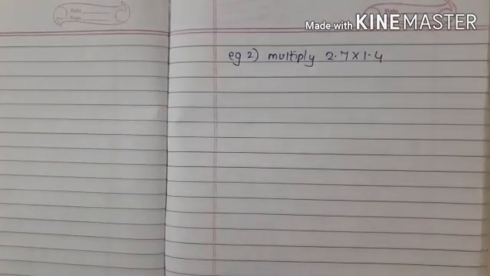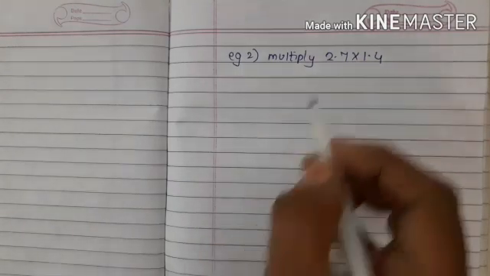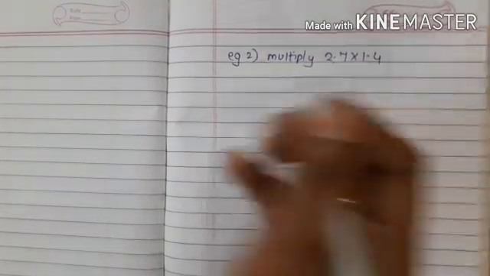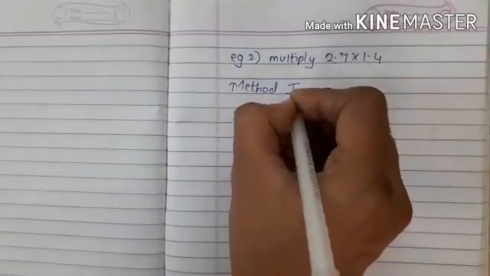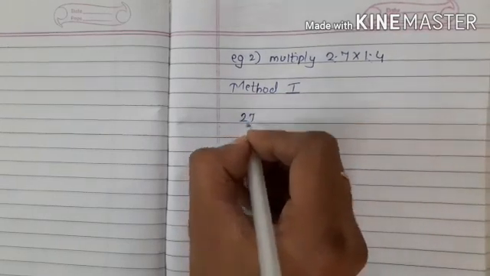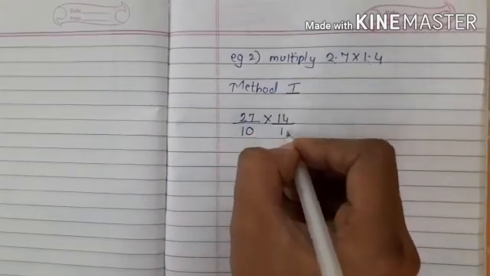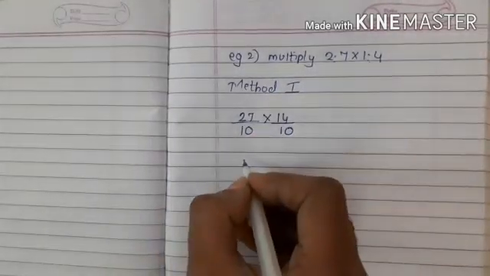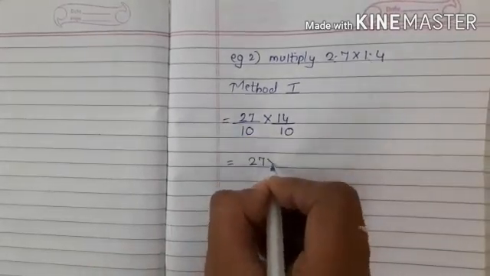Now children, let's take one more example. Multiply 2.7 multiplied by 1.4. Now here you can see both the numbers have decimal point. Now we will be solving by both the method. First method number 1. Now you have to remove the decimal point. So 27 upon 10 multiplication sign 14 upon 10. So you have to multiply the numerators and denominators.